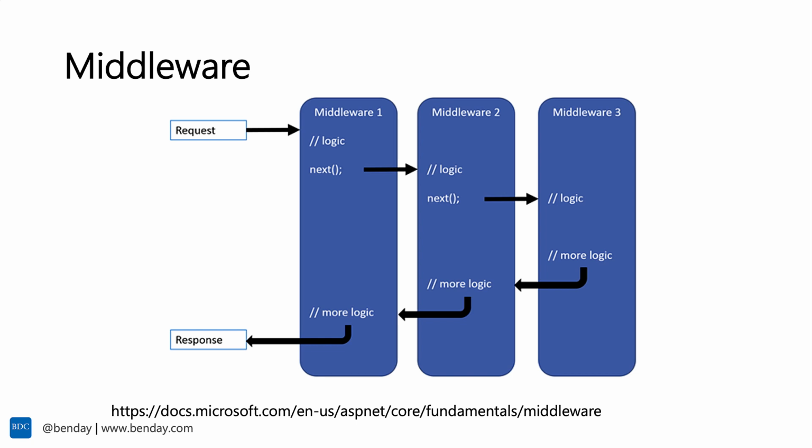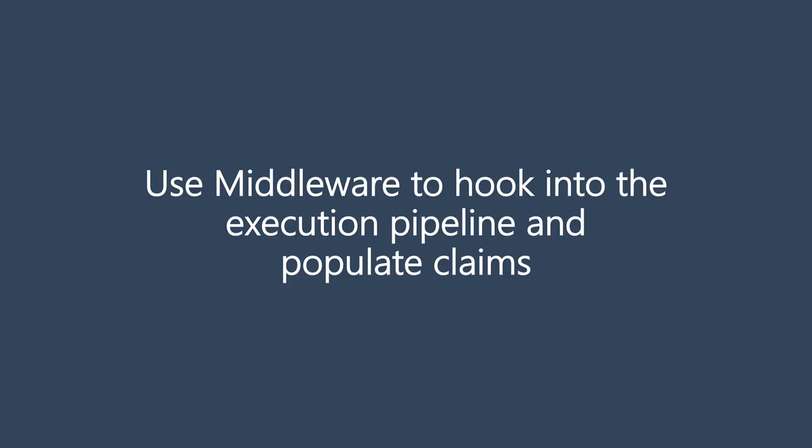So there's a bunch of different middlewares that come with .NET Core, but you can also write your own. So what we're going to do is we're going to use middleware to hook into the execution pipeline and populate claims from Azure Easy Auth. We'll do that in the next demo.